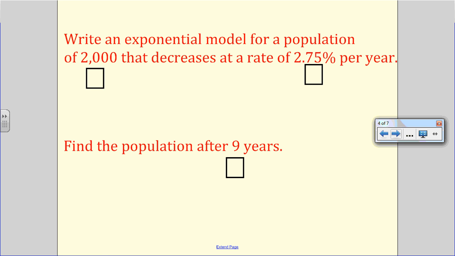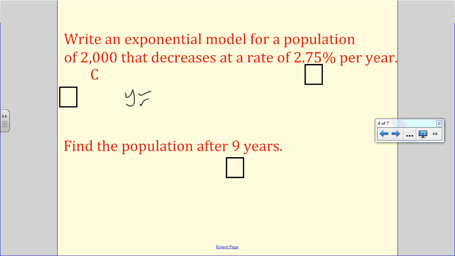All right. Write an exponential model for a population of 2,000 that decreases at a rate of 2.75% per year. So now we're talking about a population, which refers to people. All right, so we've got to think about how we're going to round these if we're talking about people. So my C value is still that 2,000. So we're going to have y equals.